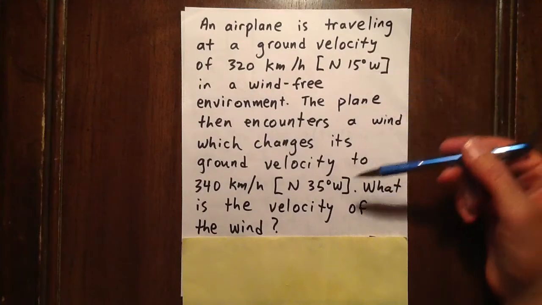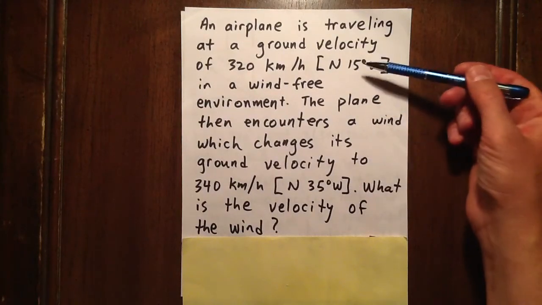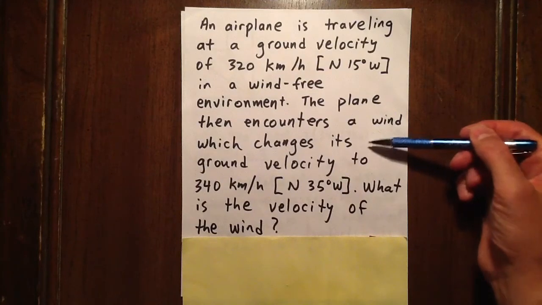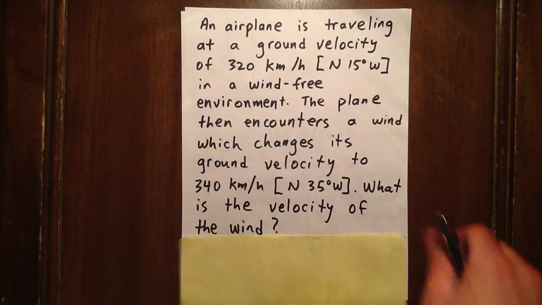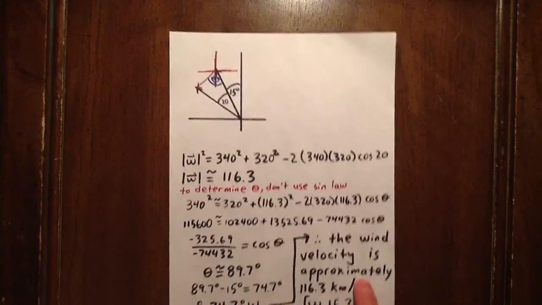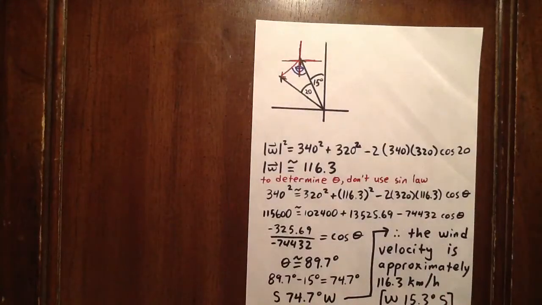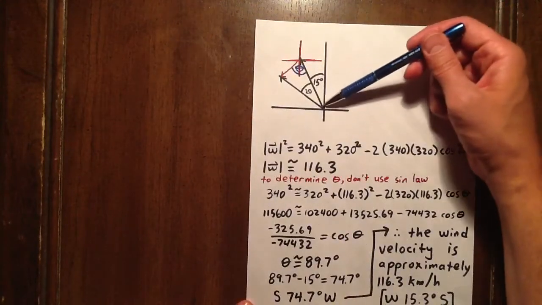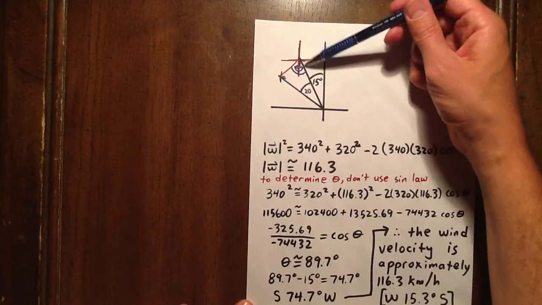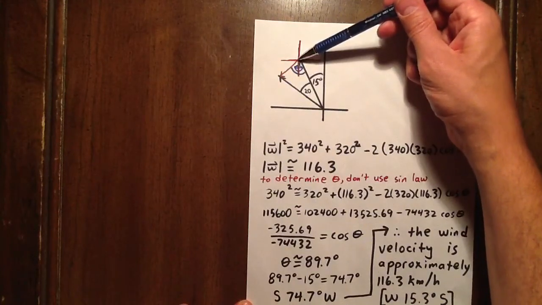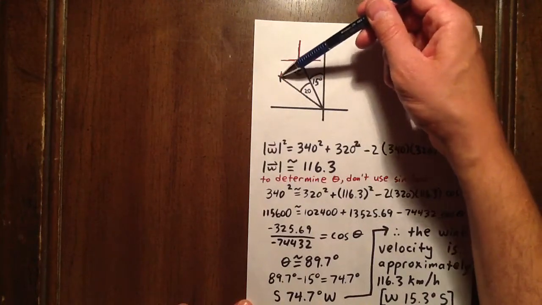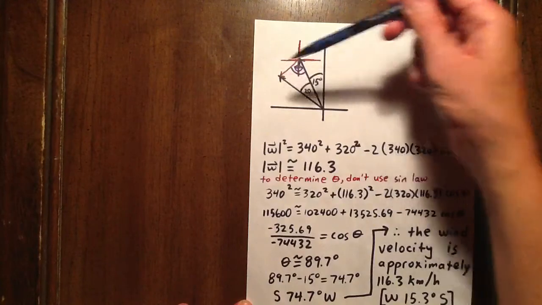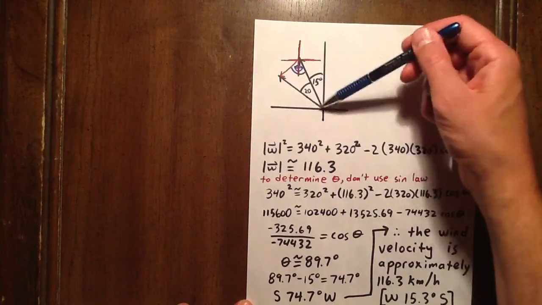This isn't a situation with two components and we're looking for the resultant. We have a component that we're trying to determine, and then we also know what the resultant is. So it's a slightly different question. So what we do is we say, we know that the airplane is traveling at 320 kilometers per hour north 15 degrees west. So that's this right here, 320. And until the wind occurs, which moves it over to 340 kilometers per hour north 35 degrees west, right here.